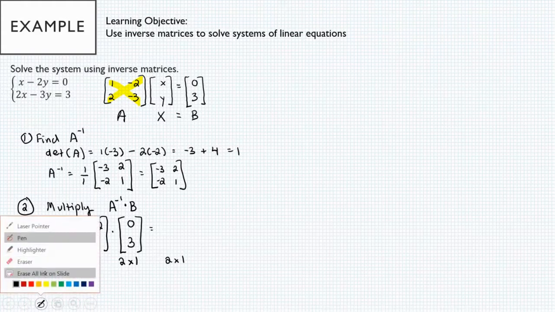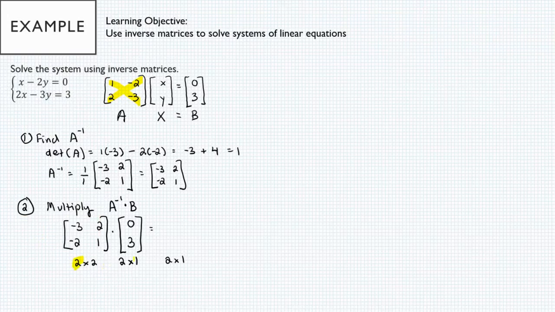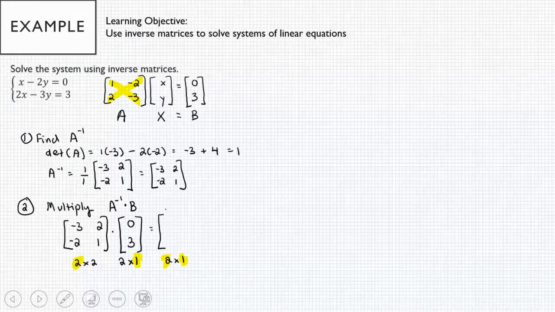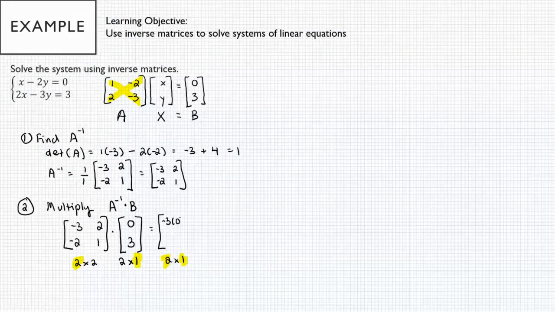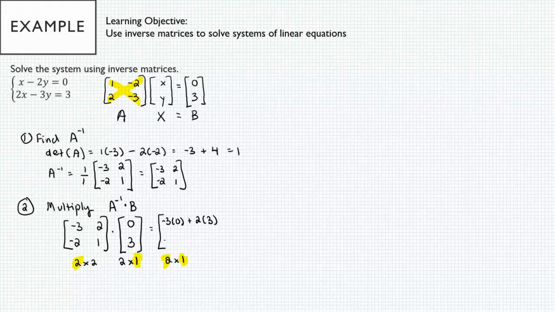When we're multiplying matrices, your result is going to be based off of the number of rows in the first matrix and the number of columns in the second matrix. So that's how I figure how that's going to work. So first row, first and only column. So I'm going to have -3 times 0 plus 2 times 3. And then I'm going to have the second row times the column. So -2 times 0 plus 1 times 3.